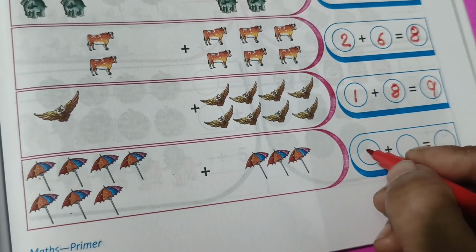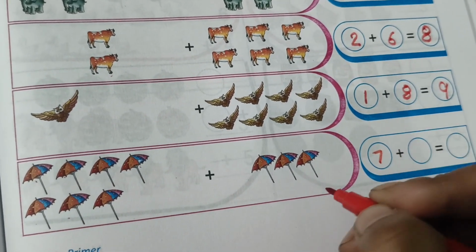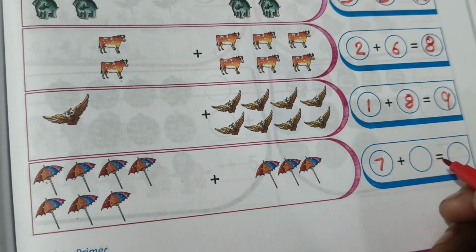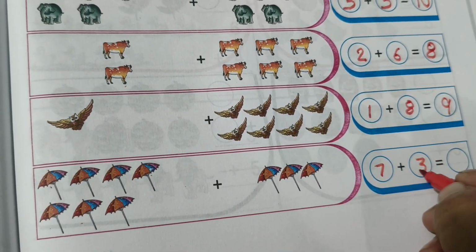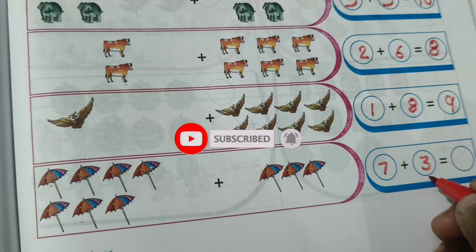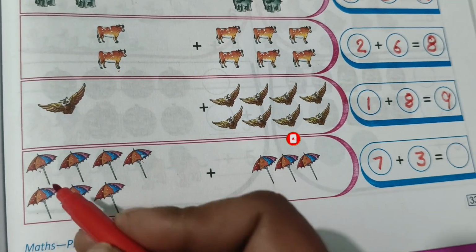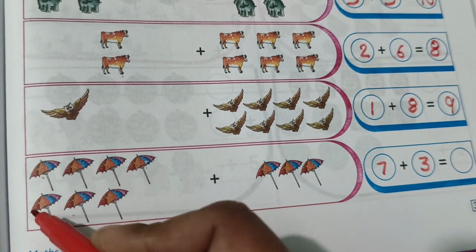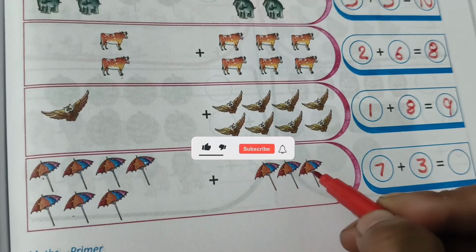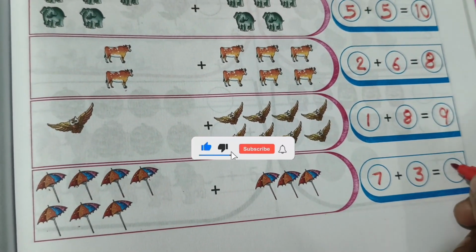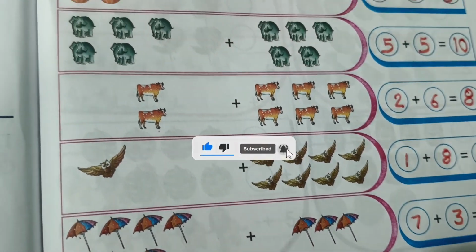7 umbrellas. 1, 2, 3. 3 umbrellas. 7 plus 3 is equal to 1, 2, 3, 4, 5, 6, 7, 8, 9, 10. 7 plus 3 is equal to 10.